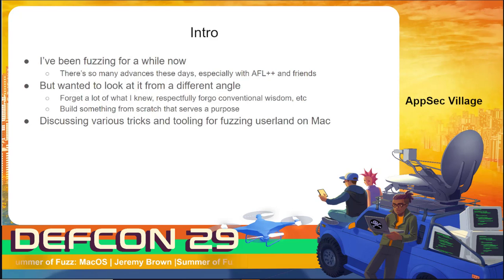But I've been fuzzing for a while now, and there's so many advances these days, especially with AFL++ and all the interesting stuff coming out of that area and innovations there. But I really wanted to look at it from a different angle. I wanted to forget a lot of what I already knew and what was conventional wisdom, everything about instrumentation these days, and got to make it super fast and scale. And there's so many targets that it's really hard to make a fuzzer that is kind of general purpose, that handles all these different targets but is really good at all those, very innovative stuff that's happening in fuzzing these days.